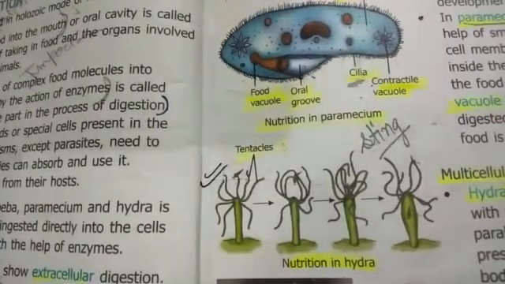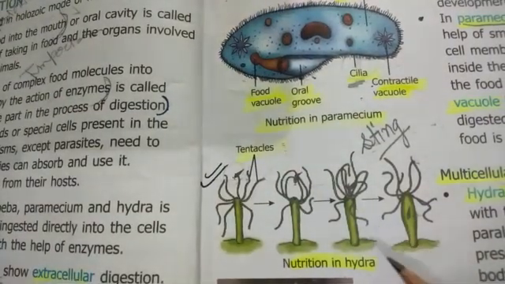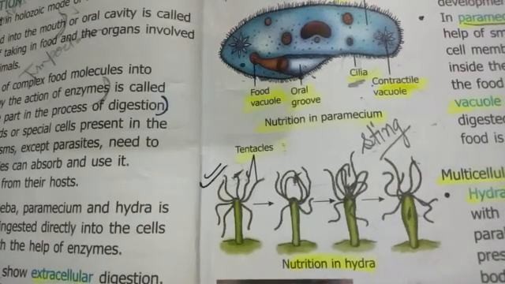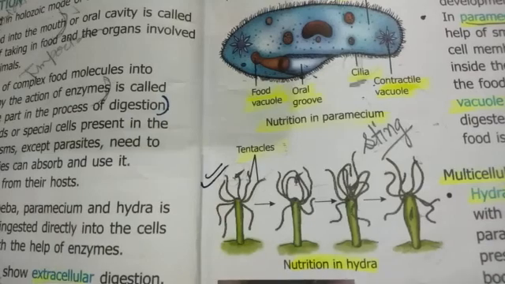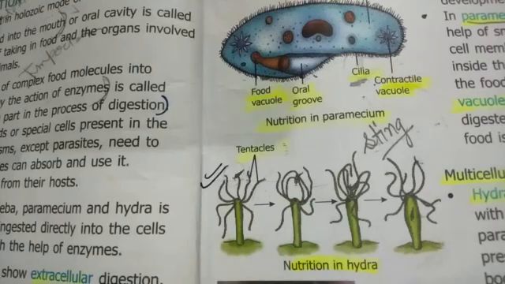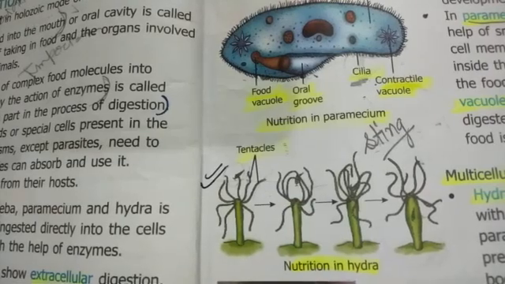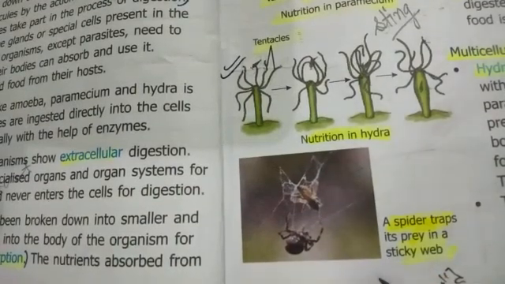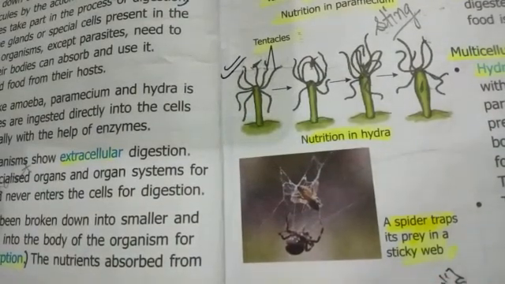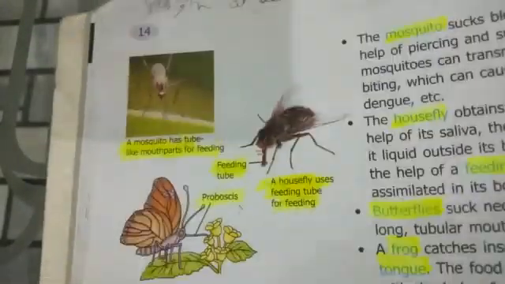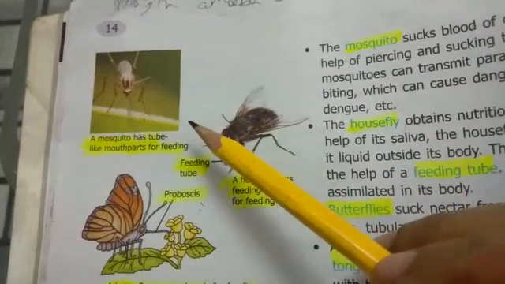Next we have discussed nutrition in multicellular animals. First we have discussed nutrition in hydra. For ingestion, hydra has tentacles. With the help of these tentacles, hydra ingests its food. After that we have discussed spider, that a spider traps its prey in a sticky web that is woven by it.